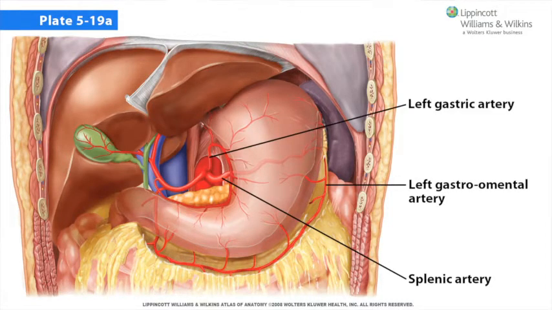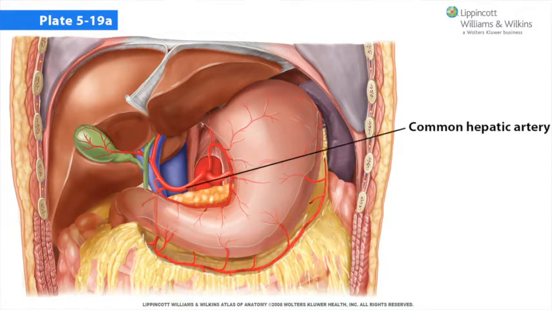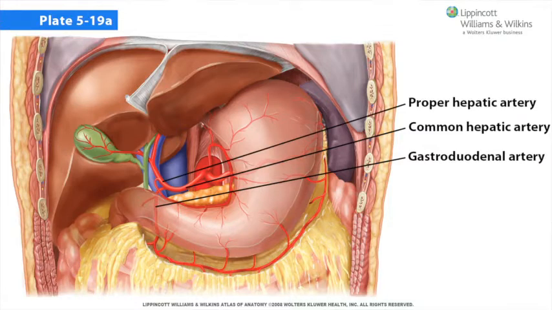The left gastric artery follows the lesser curvature of the stomach and sends branches to the stomach along its length. It also sends branches to the esophagus. The common hepatic artery bifurcates into the gastroduodenal artery and the hepatic artery proper, or proper hepatic artery.